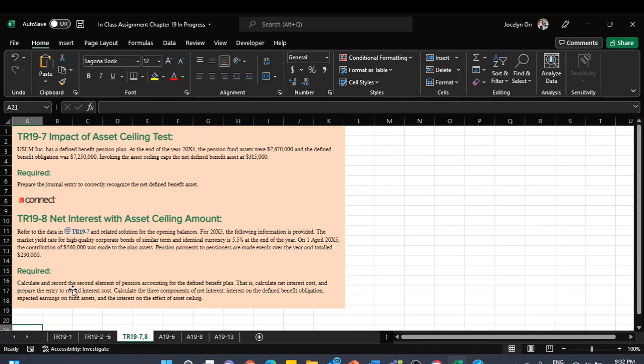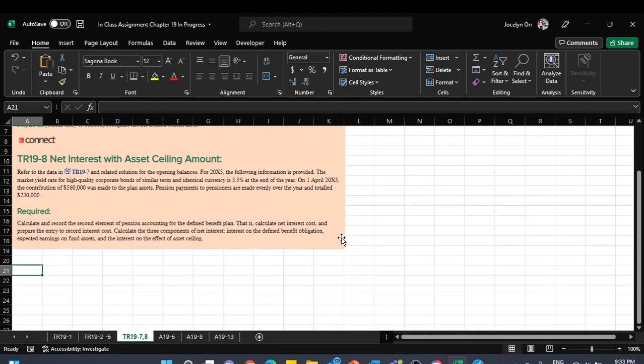So we have UCLM Inc., who has a defined benefit pension plan at the end of the year 20X4. Our pension fund assets were $7,670,000, and the defined benefit obligation was $7,250,000. Invoking the asset ceiling caps, the net defined benefit asset at $315,000. So we want to first prepare the journal entry to correctly recognize the net defined benefit asset. I'm not going to read 19-8 yet. We'll focus on 19-7 first.